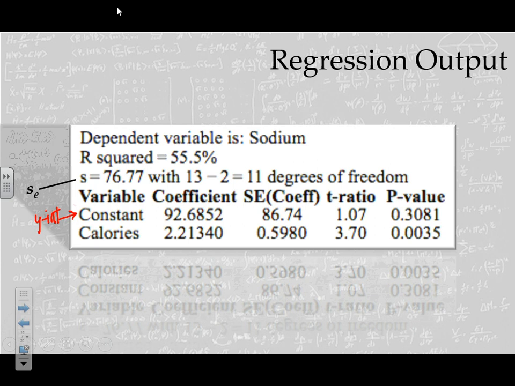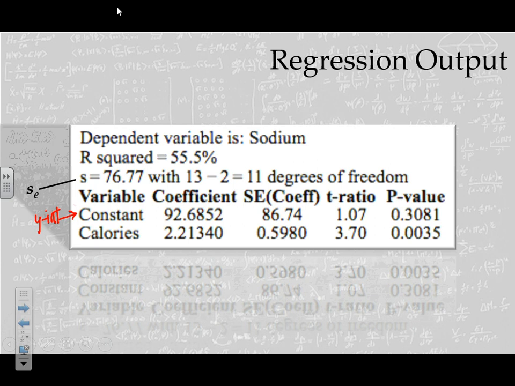If I was running a test on the y-intercept, which is not something we do hardly ever, we're always more interested in the slope. Is there a relationship of some kind? But if we were running a test, here's my standard error. So there's my standard error for my y-intercept. Here would be my t-value for my y-intercept. Here would be my p-value for my test.